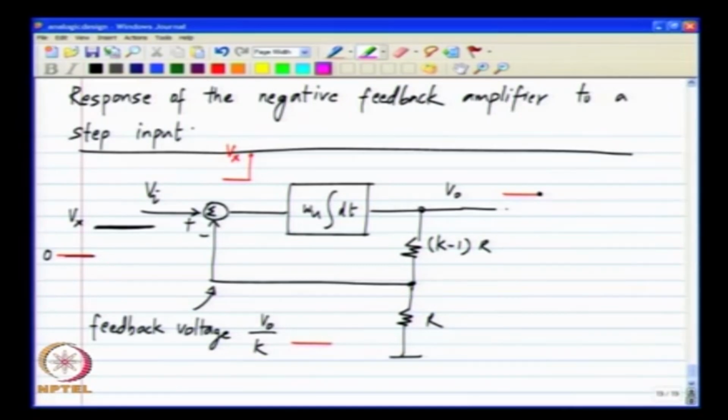So, the input to the integrator, which is the error voltage, steps up. Now, because it steps up, the output voltage starts increasing. Let me show this with a blue pen. So, this part here the output starts increasing and the initial slope of this is simply equal to omega u times Vx, because the step Vx appears directly at the input of the integrator. So, the slope of the output equals the constant of the integrator omega u times the input step Vx.